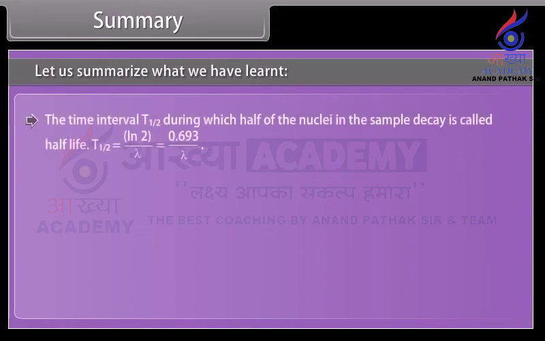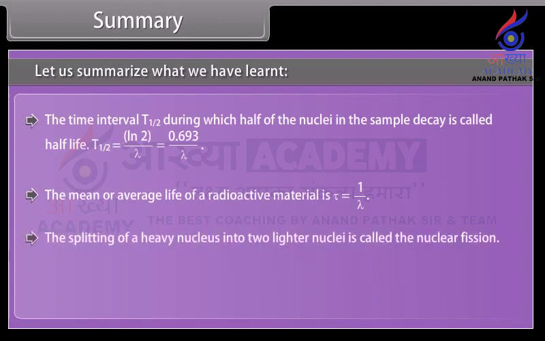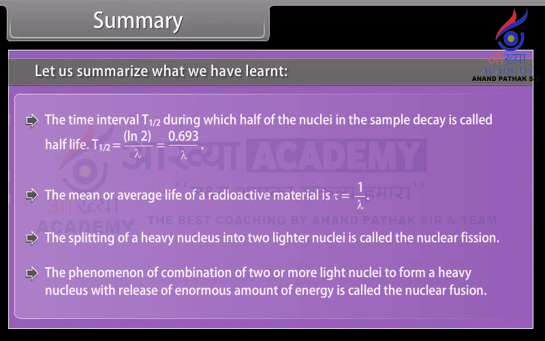The time interval t½ during which half of the nuclei in the sample decay is called half-life. The mean or average life of a radioactive material is the average time for which the nuclei exist. The splitting of a heavy nucleus into two lighter nuclei is called nuclear fission. The phenomenon of combination of two or more light nuclei to form a heavy nucleus with release of enormous amount of energy is called nuclear fusion.